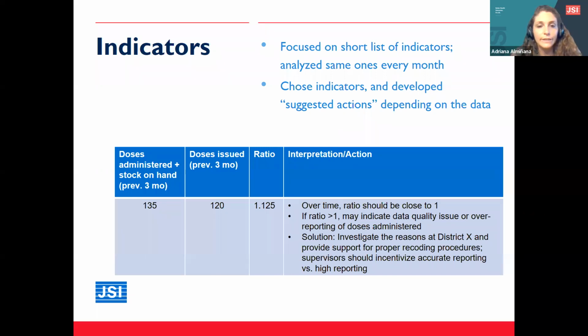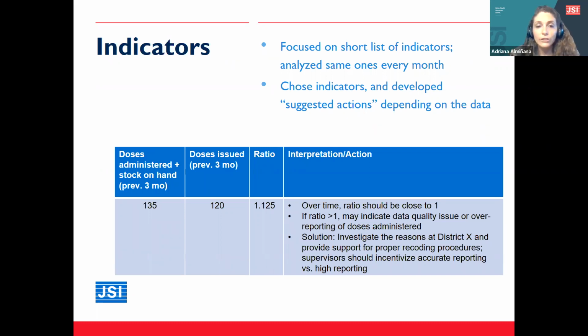One of the indicators here was the ratio of doses administered and doses issued. So just taking a look at this example, if you had doses administered and stock on hand in the previous three months as 135, for example, and the doses issued in that period was just 120, then over time, those numbers should really be equal. And if they're not equal, if that ratio is more than 1, then this could indicate some kind of data quality issue, or perhaps an over-reporting of doses administered.